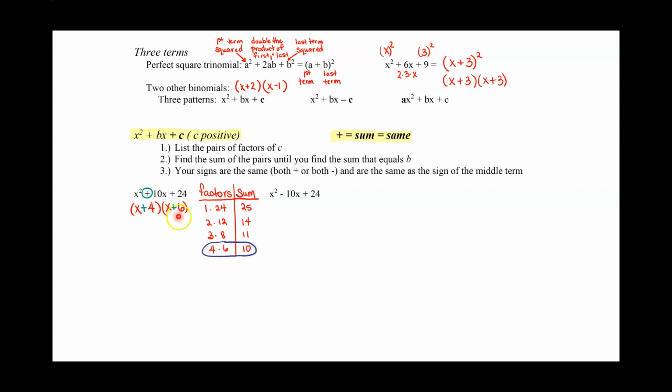So positive 4 times positive 6 is positive 24. And I'm trying to find something that adds to be a positive 10. So positive 4x and positive 6x does give me a positive 10x.